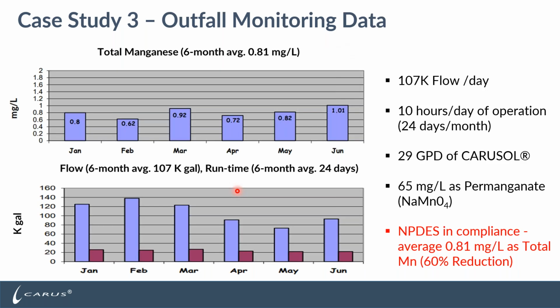The plots here show the outfall monitoring data over a 6-month period. The total flow and run times were maintained within the operational requirements, and the total manganese concentration was consistently held below the discharge limit of 2 ppm, with a 6-month average of just 0.81 ppm.